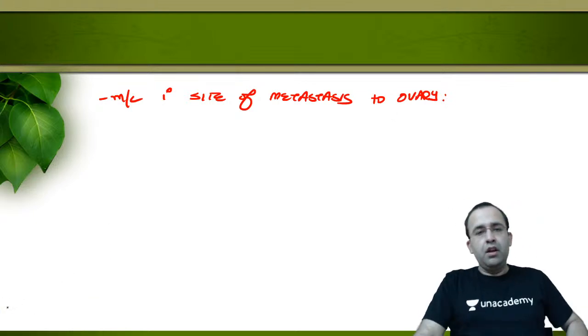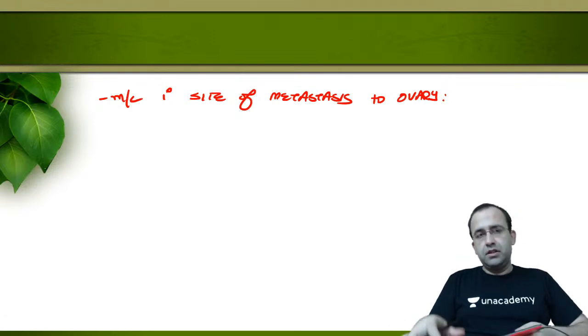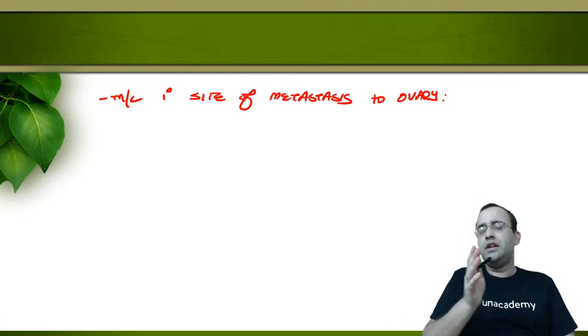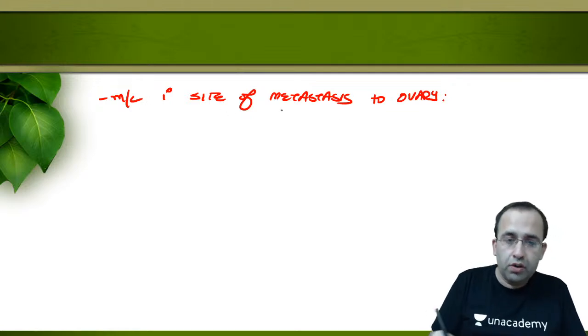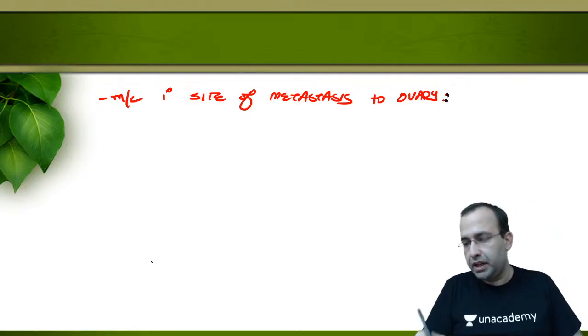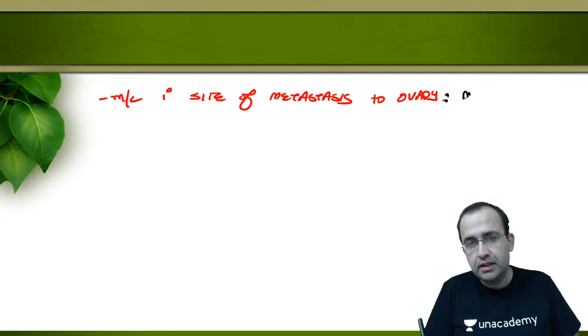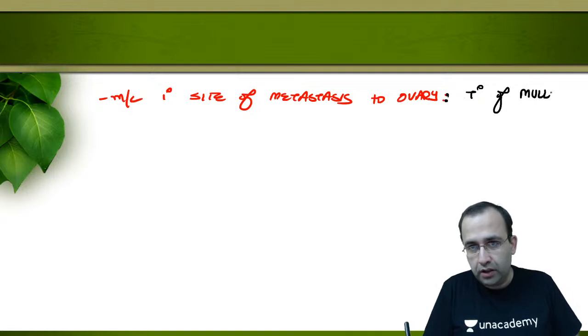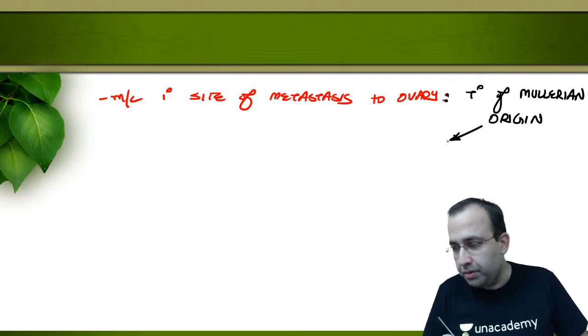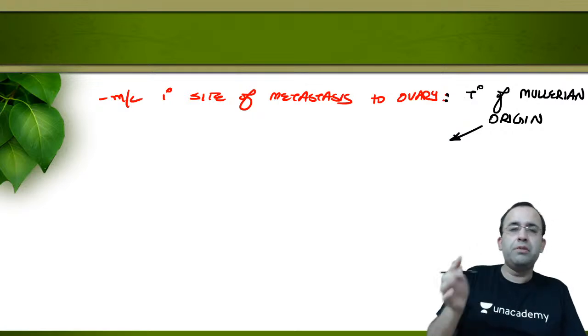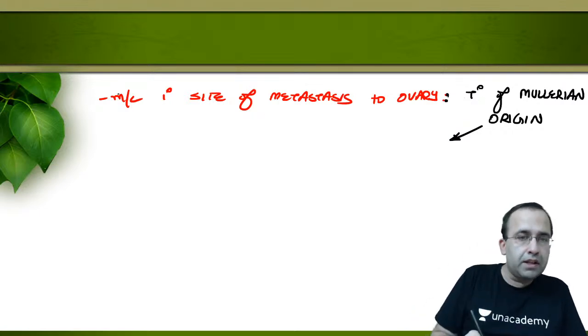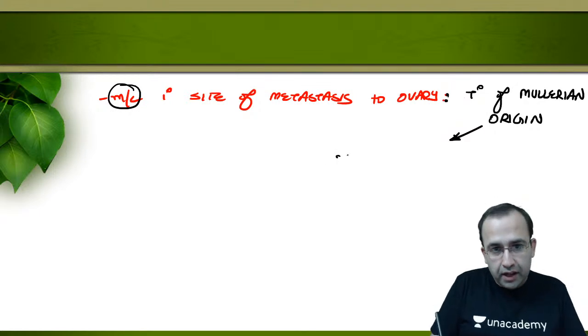Answer, children. Normally in face-to-face classes, students fall into this trap and say the answer either is GIT or breast. No. Most common primary site of metastasis is the tumor of Mullerian origin. Please do not forget this. Tumor of Mullerian origin. You fell into that and said it as stomach or GIT. No. Most common primary site are the tumors of Mullerian origin. That is those of the uterus.